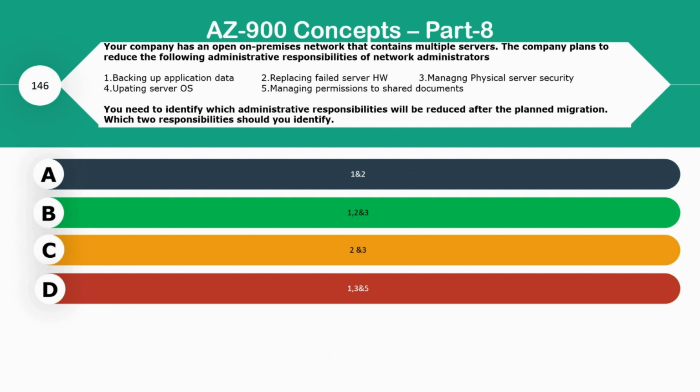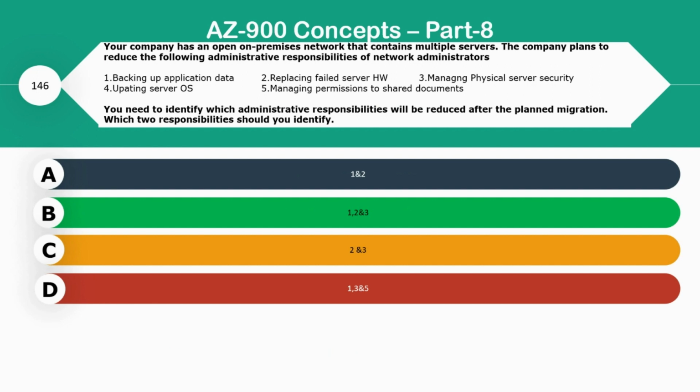It's a bit lengthy question. Your company has an on-premises network that contains multiple servers. The company plans to reduce the following administrative responsibilities of the network administrator. Note down the word responsibilities of network administrators. Number one, backing up the application data. Number two, replacing failed server hardware. Number three, managing physical server security. Number four, updating server operating system. Number five, managing permissions to shared documents.